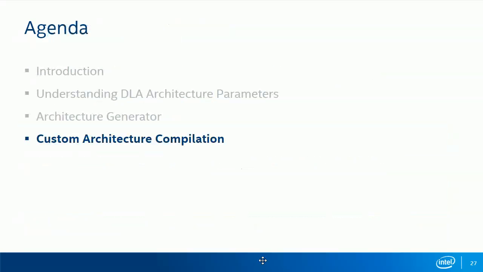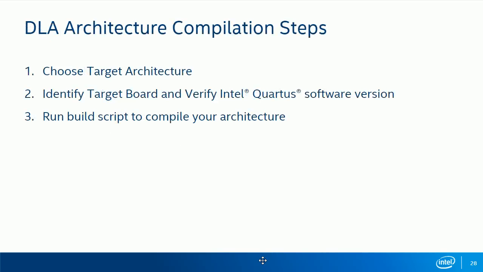Now that we understand the architecture parameters as well as how to generate the optimal set of values, let's take a look at how to perform a custom architecture compilation to generate the FPGA bitstream. To generate the FPGA bitstream, follow the steps here. First, choose the target architecture by setting the desired parameters. Then identify the target board and verify you have the correct Quartus version or versions. Lastly, run the build script to compile your architecture.